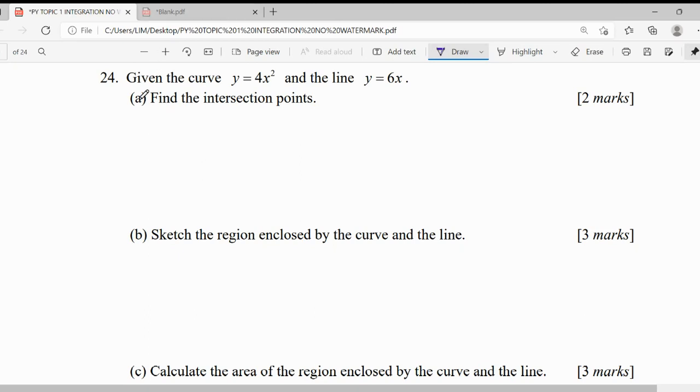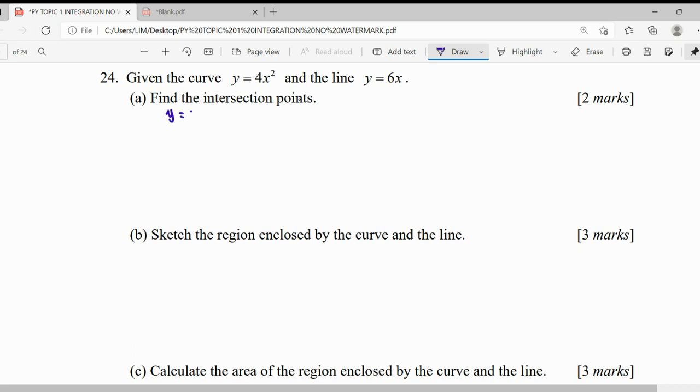So for question 24, we are given a curve, so this is our quadratic curve, and a line. First, it asks us to find the intersection point. When we want to find the point, it means we need to find the x coordinate and the y coordinate. We need the concept of simultaneous equations.